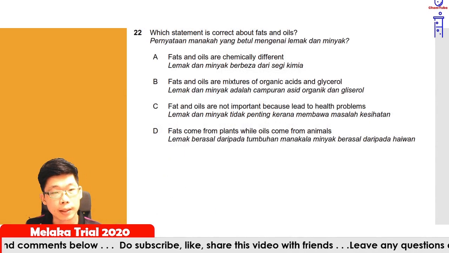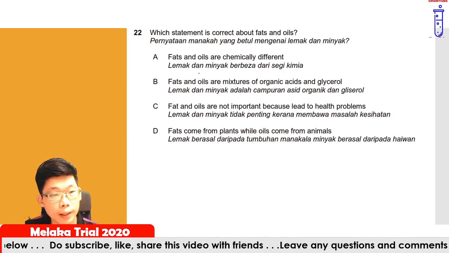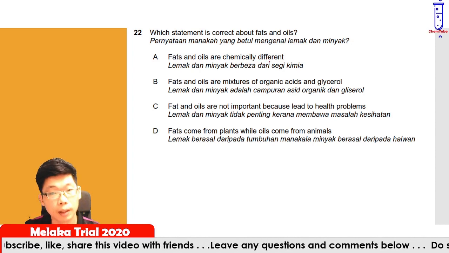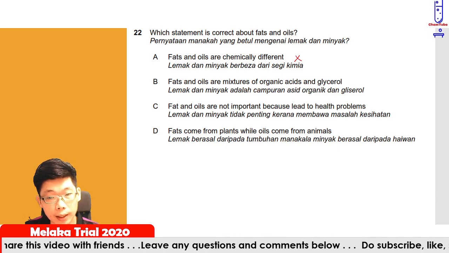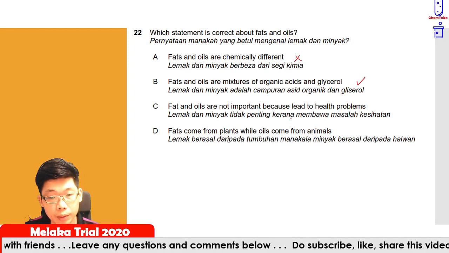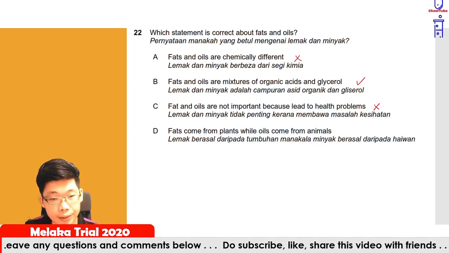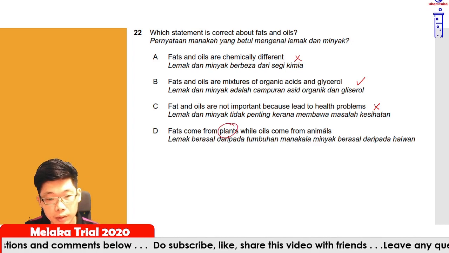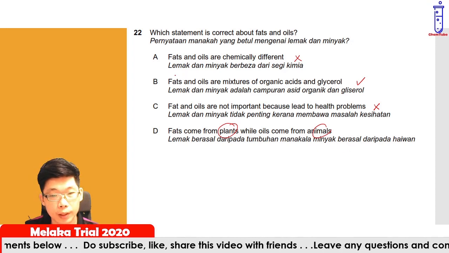Which statement is correct about fats and oils? A: Fats and oils are chemically different. No, it's wrong. Fats and oils are a mixture of organic acids and glycerol. Fats and oils are not important because they lead to health problems. No. Fats come from plants while oils come from animals. It should be reversed: fats come from animals, and oils come from plants. So the answer is B.